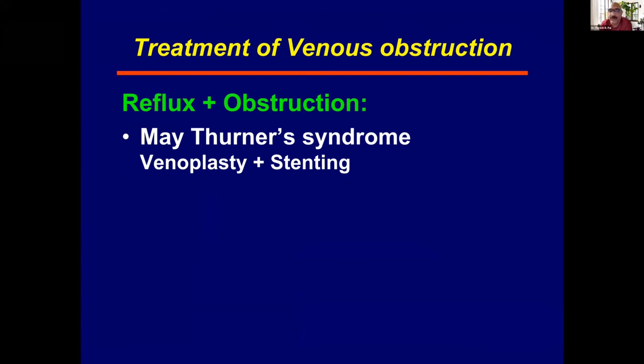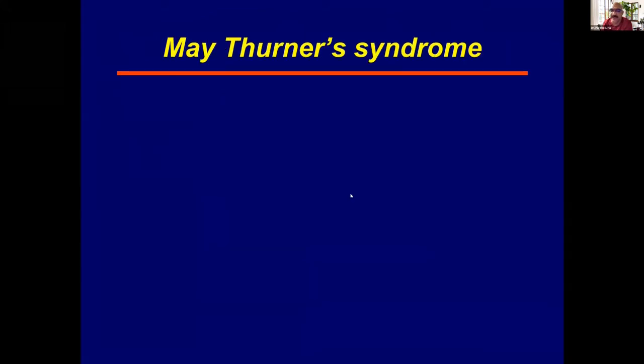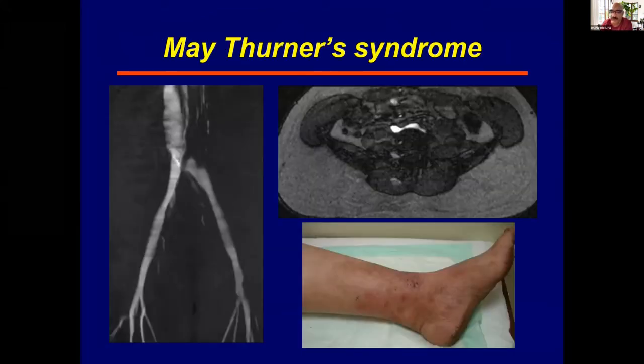So if you have compression of the iliac vein, suspect that there is a May-Thurner syndrome. And this is usually treated with venoplasty and stenting. So this is the image where you can see the limb is like this. You can see that there is redness, there is congestion. The cross indicates an incompetent perforator.